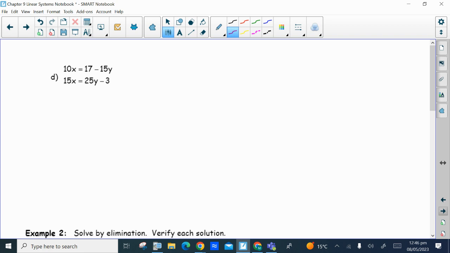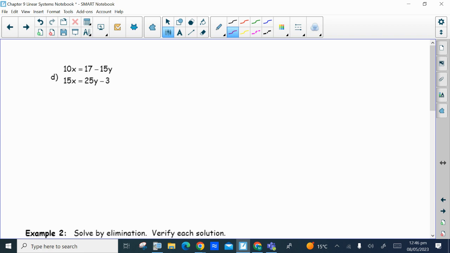All right, so a couple things about example D. The coefficients in front of x are not the same or opposites. The coefficients in front of y's are not the same or opposite either. And in this case, we're going to have to multiply both equations by a constant. The other thing we'll make sure we do is change the terms around in one of the equations so that they line up. Because right now, the x's line up, but the y's don't, and the constant terms don't either. Right? The 17 is lined up with the 25y. We need them to be like terms.